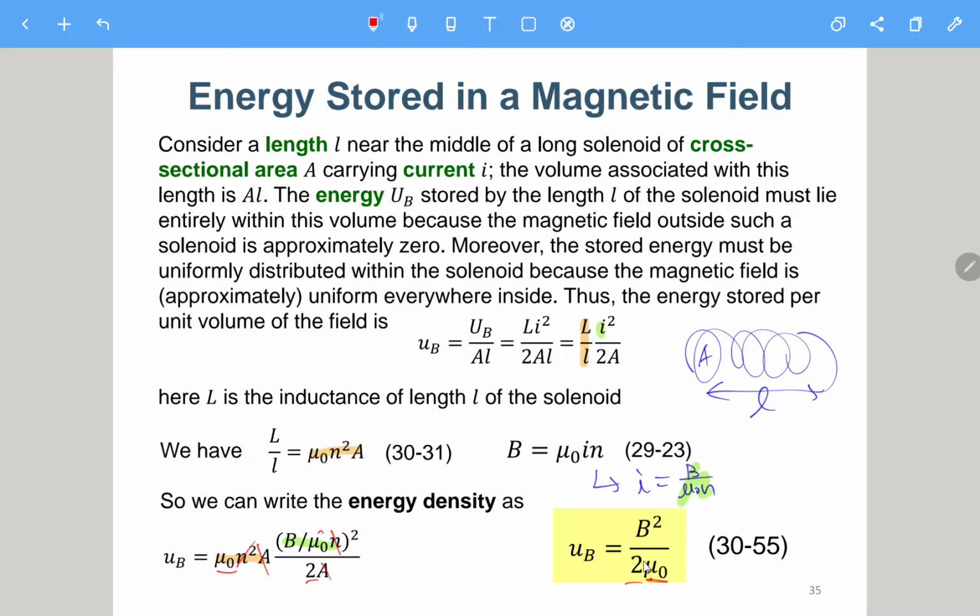And if you still remember, the UE is 1/2 epsilon naught E squared. So this is also the duality. For the E field and the B field, we change epsilon naught to 1 over mu naught, and we change the E field to B field. So this is the duality for the energy density. Actually, we will use this expression in chapter 33 when we talk about the electromagnetic wave.